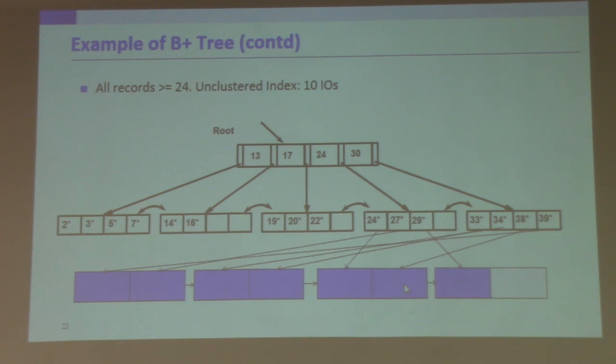The answer is no, because the records are not sorted in the same order as they are in the data entries. Which means the next record here may not be a value greater than 24. It could be a value smaller than 24. So what you really have to do is come back here, look at the next data entry, follow the RID to find where it is, then come back here and continue.